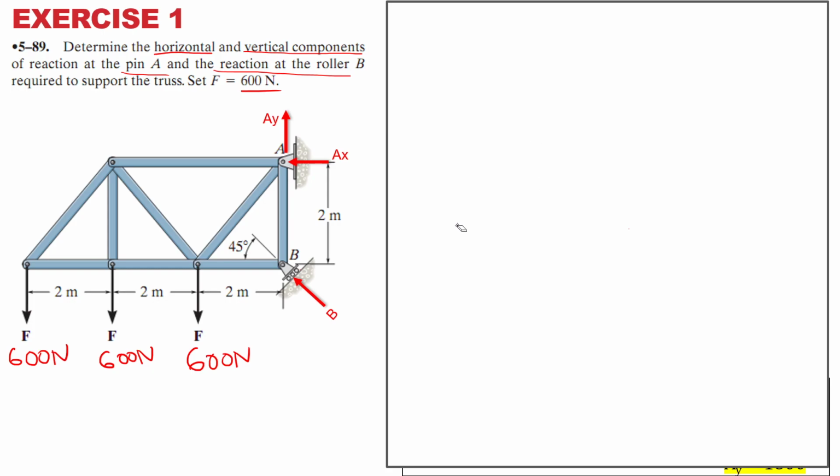It's easy for me to clean all this digital ink. So this one we can give it a name, normal B. Okay, step 1, summation Fx is equal to 0. Number 1 thing that you need to do, going to the right is a positive.